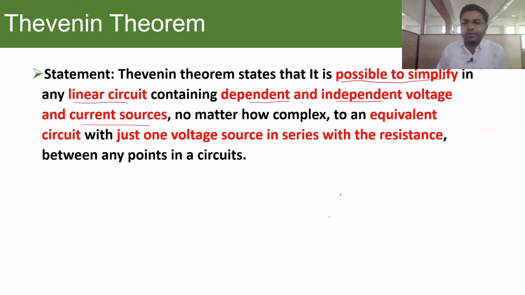What it exactly states: if you have any linear circuit, what do we exactly have in any circuit? We may have a voltage source or a current source, and the type of sources may be dependent or independent. So we may have a mixture of current or voltage sources, dependent or independent. No matter how complex the circuit is, if we want to simplify it, we can simplify it with an equivalent circuit.